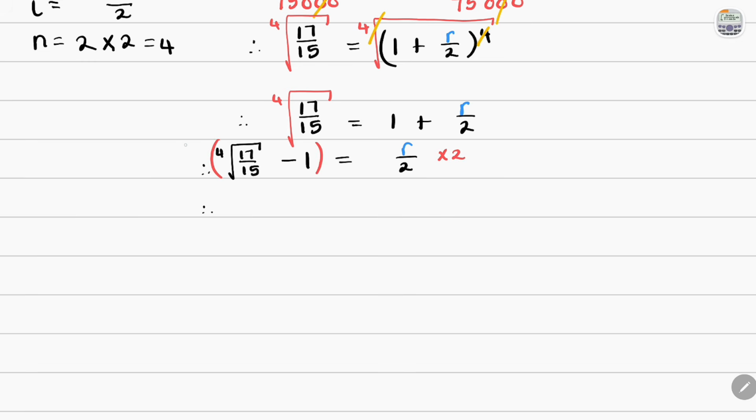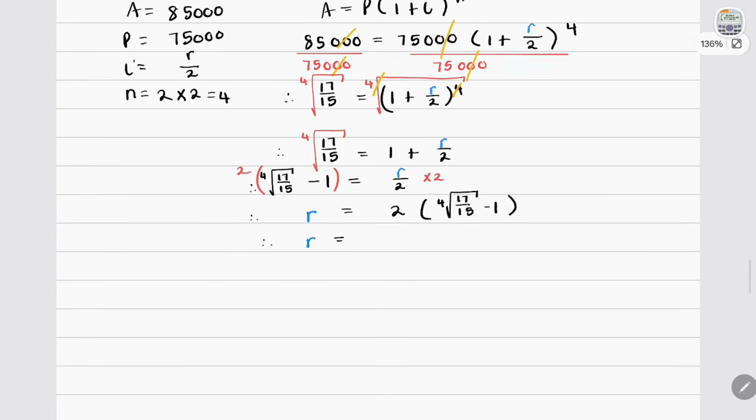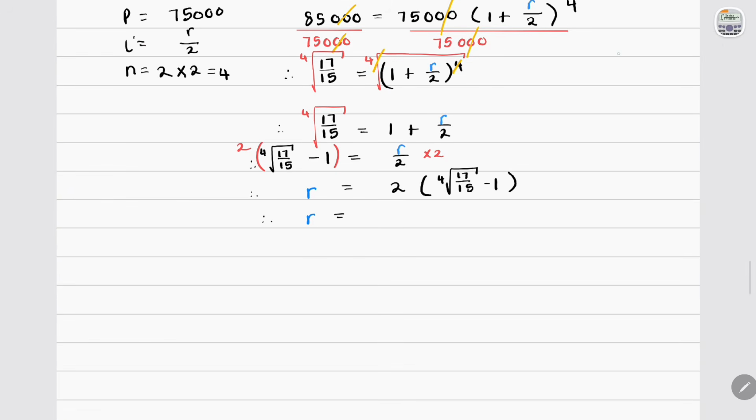Here, there are two terms, I'll just say, multiply by 2. And so what we have now is R is equal to 2 multiplied by the fourth root of 17 over 15 minus 1. And now we must just find that. It's going to be a decimal, but it's fine, because then we'll go ahead and convert it into a percentage.